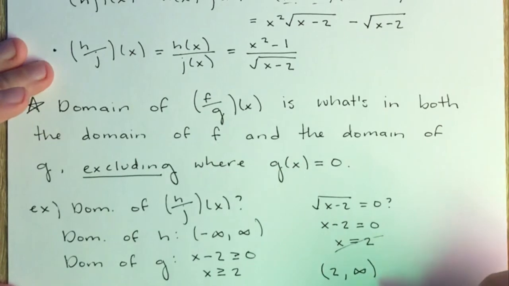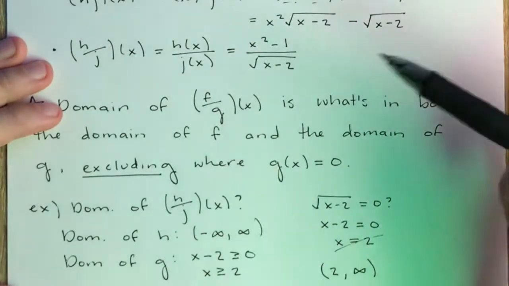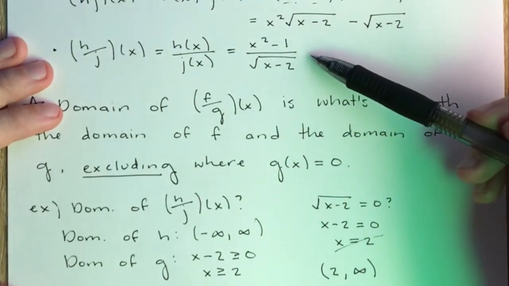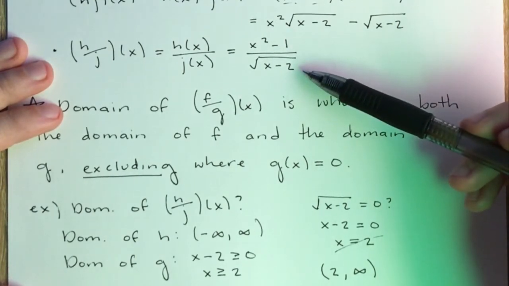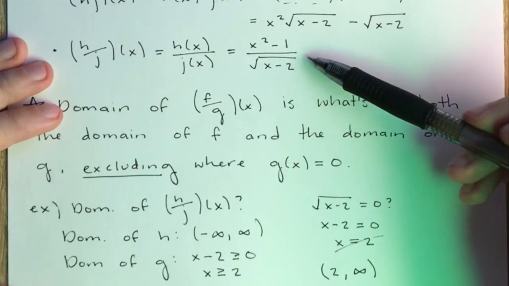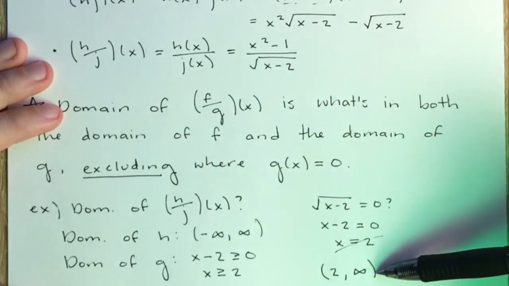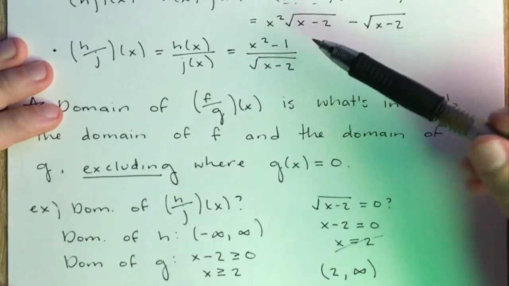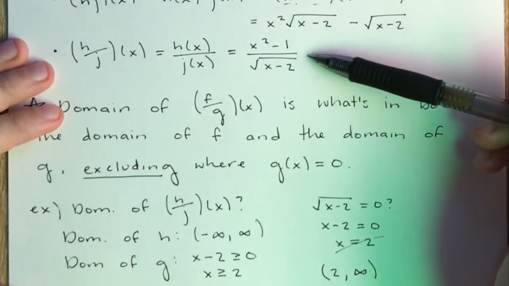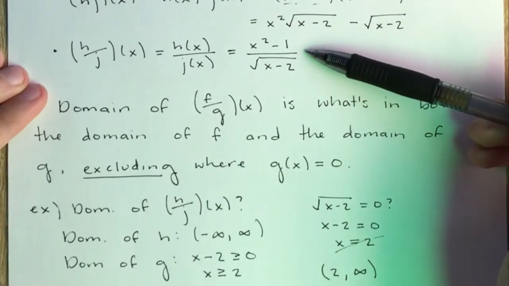Now, something I would like for us to look at is if I just looked at this function on its own, if I just looked at x squared minus 1 over the square root of x minus 2, the domain of this function would also just be 2 to infinity, right? On its own, if I just looked at this. The domain of this function is 2 to infinity, right?